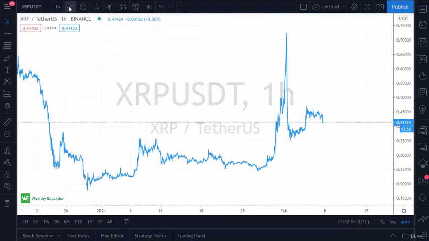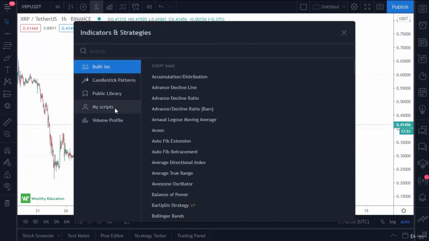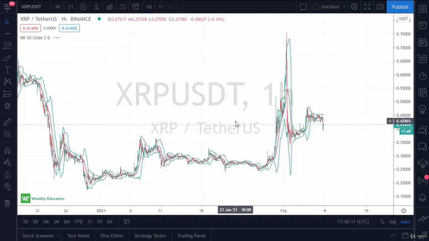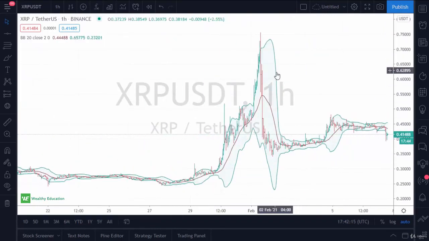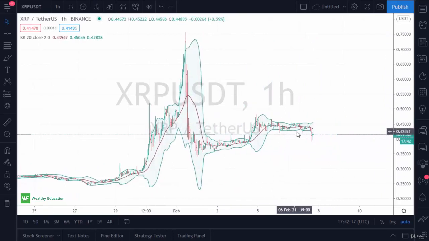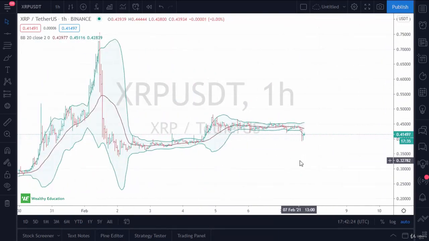So let's go ahead and take a look at Ripple. And let's put Bollinger Bands on this. See how wild it can get? That's because the market is wild. And now we have calmed back down. A lot of times that's a news-driven event. So that's something to keep in mind as well.